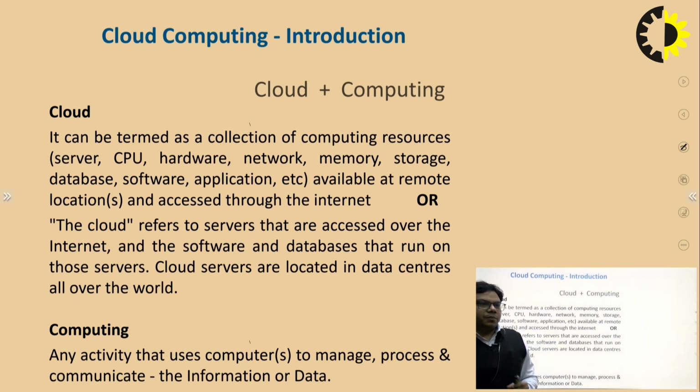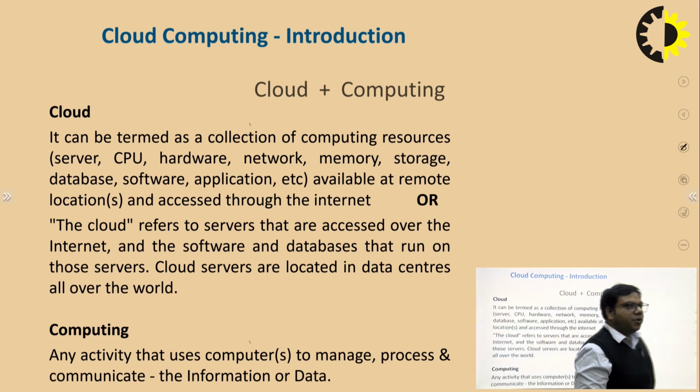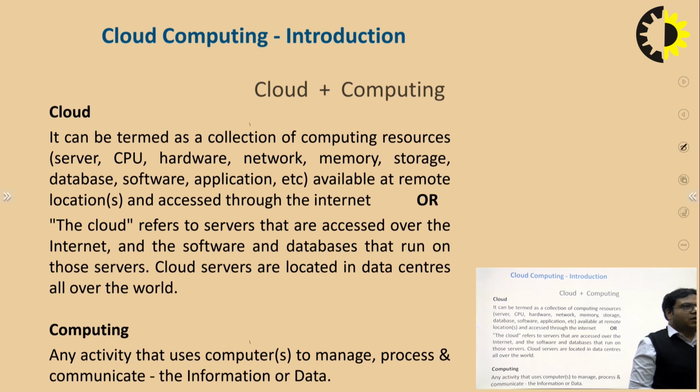Cloud computing is a combination of two words, cloud and computing. How can we define a cloud? Cloud can be defined in two ways. It can be termed as a collection of computing resources like servers, CPUs, hardware, network, memory, storage, database, software, applications, etc., available at a remote location and accessed through the internet. The internet is a very vital thing for accessing the cloud, because each and every resource is stored at a remote location which can be accessed through the internet only. So it is very crucial to have good internet connectivity for accessing cloud services.